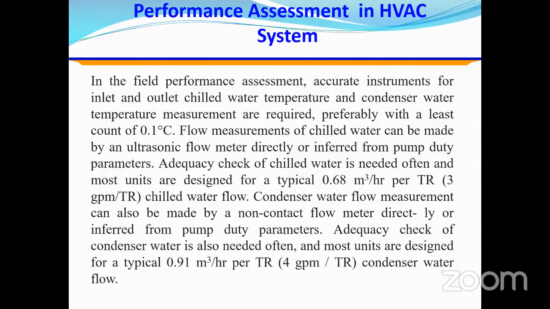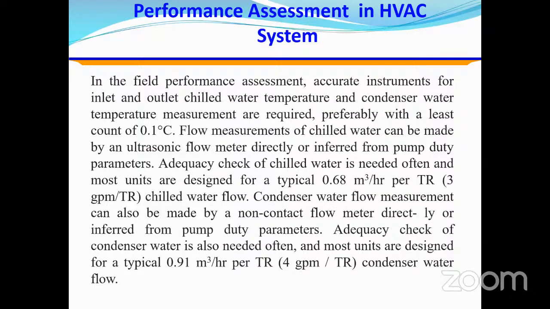Performance assessment in a HVAC system. In the field performance assessment, accurate instruments for inlet and outlet chilled water temperature and condenser water temperature measurement are required, preferably with a least count of 0.1 degree C. Flow measurement of chilled water can be made by an ultrasonic flow meter directly or inferred from the pump duty parameters. Adequacy check of the chilled water is needed.